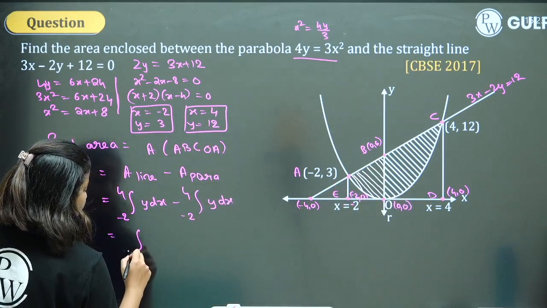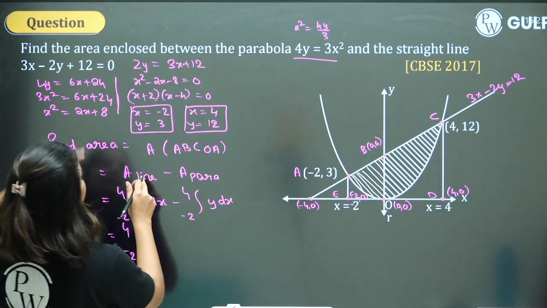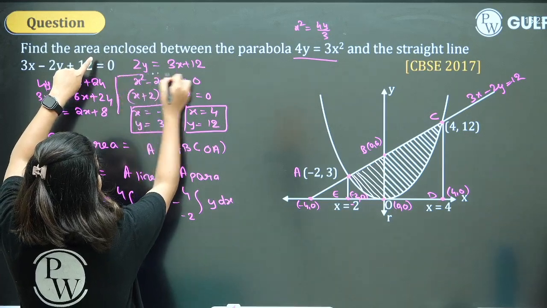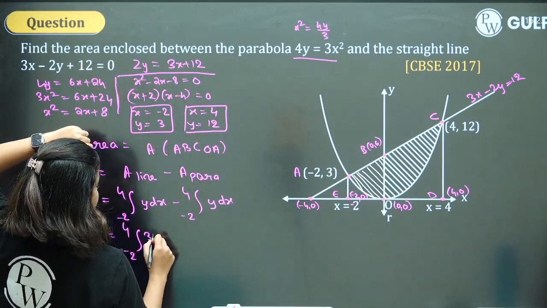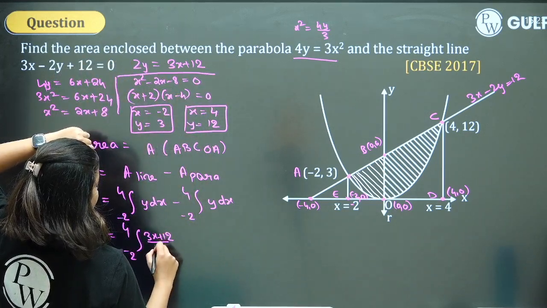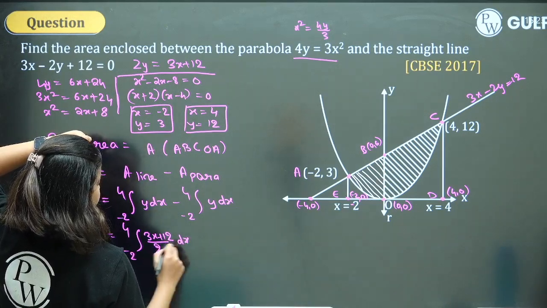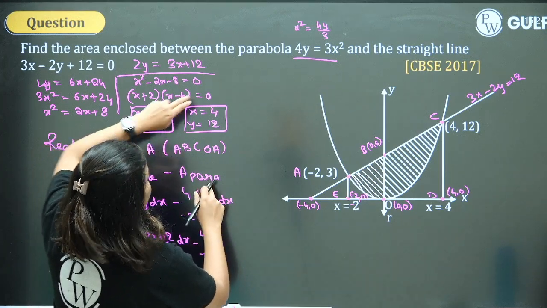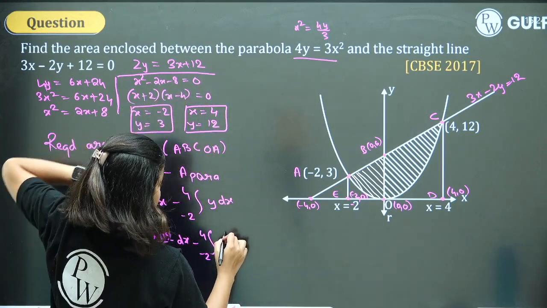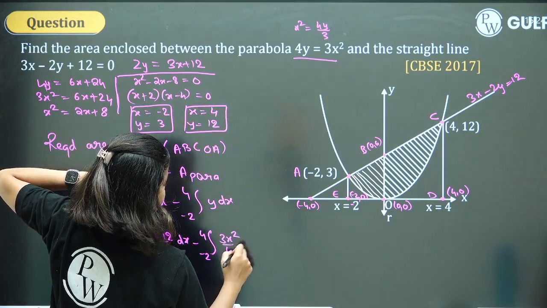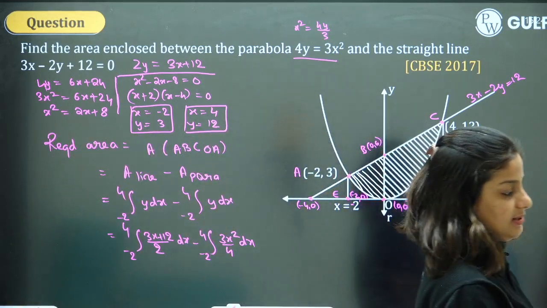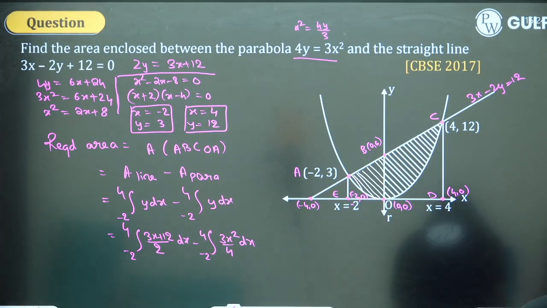And the value of y, लाइन के लिए वैल्यू ऑफ y क्या है? यहाँ पे देखो 2y इक्वल टू 3x प्लस 12. So y will be 3x plus 12 upon 2 dx. Minus -2 to 4. पैराबोला के लिए y क्या है? 3x square by 4. Solve this. यहीं पे तो मजे वाली बात है, इसी को तो सॉल्व करना है बेटा. What did you think? और क्या करना है हमको? टाइम पास? नहीं भाई.